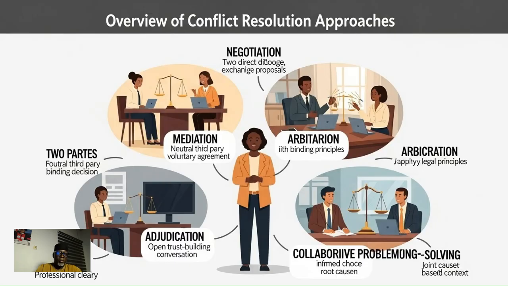Negotiation itself, being the first one, is a process where disputants, parties in conflict, engage in direct dialogue to reach a mutually acceptable agreement. So effective negotiation involves understanding interests, finding common ground, and making concessions. Then the second one is mediation.